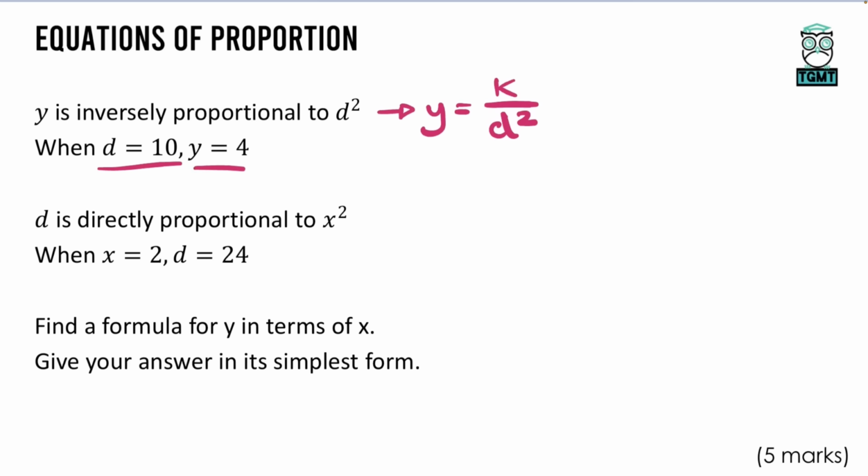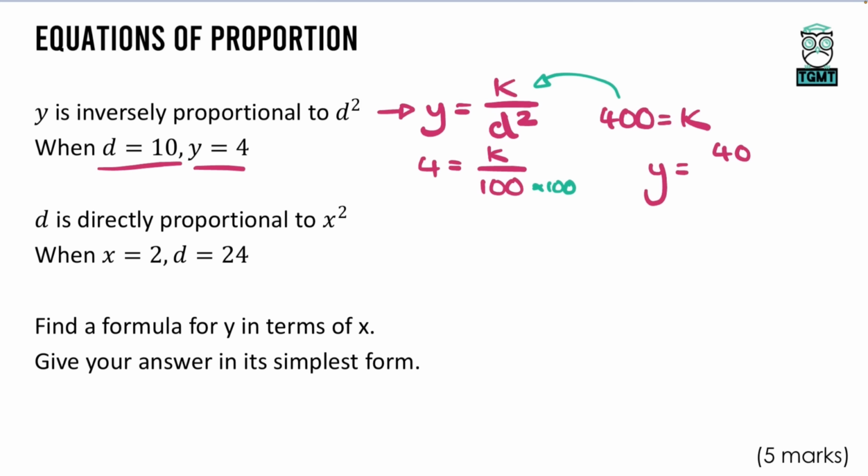So the next step is substituting in the values. So it says when d is 10, y is 4. So 4 equals k over 100, which is 10 squared. I've jumped straight to 100 there as well. Solving this to find the value of k, times by 100, and we get 400 equals k. Now when you get your value of k, don't stop there. Put that straight into the formula that we wrote at the start. So my first formula is y equals 400 divided by d squared.